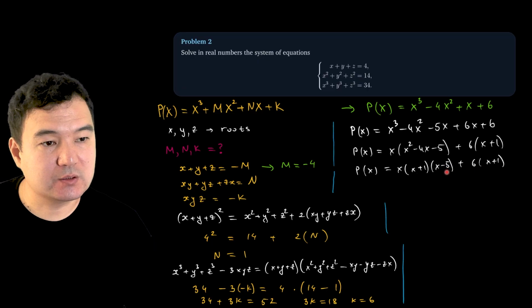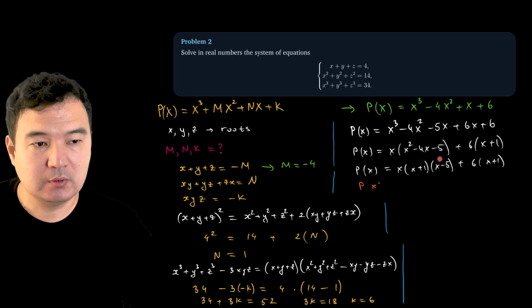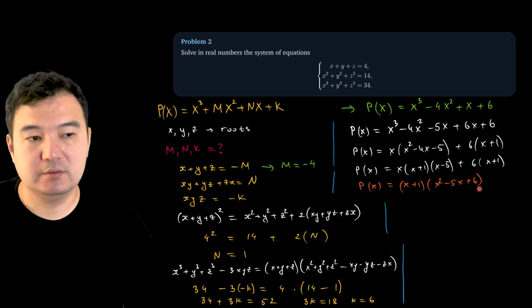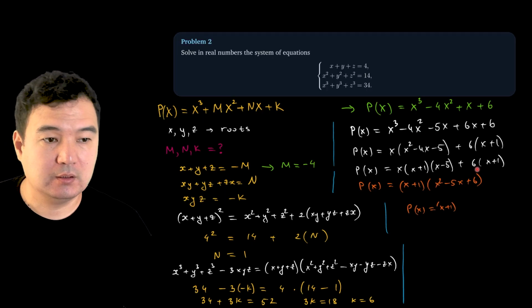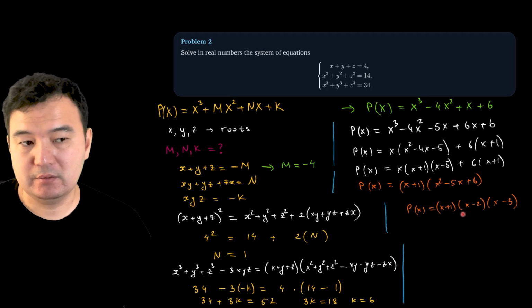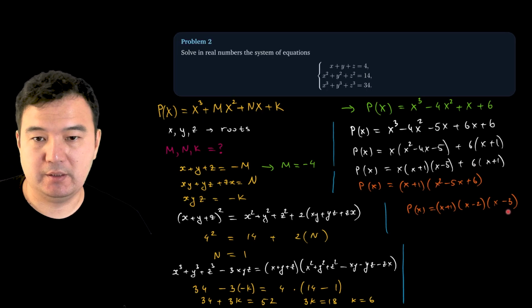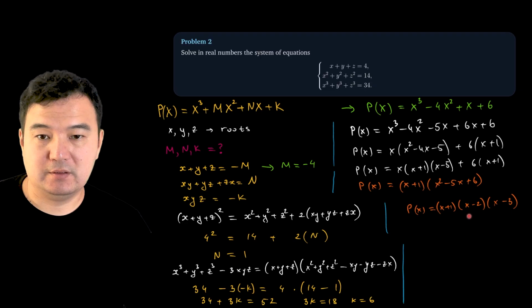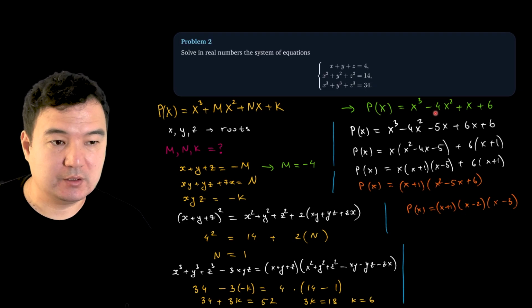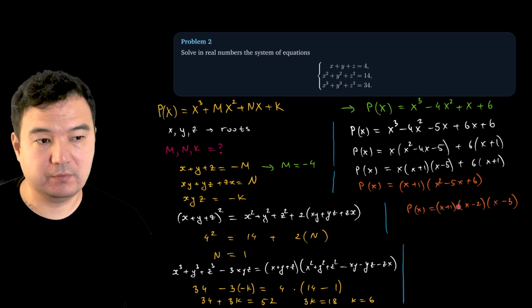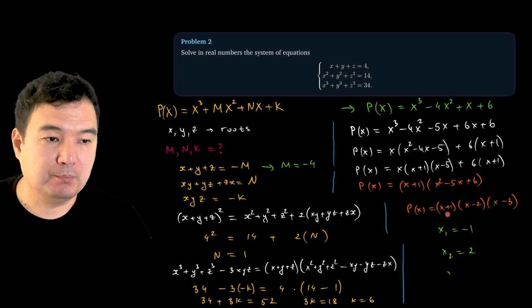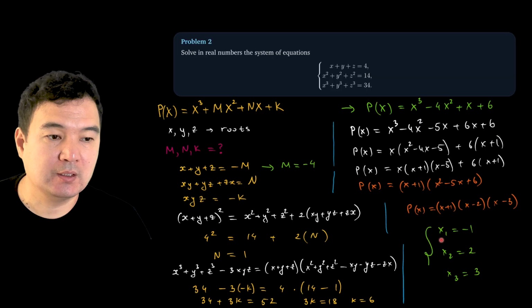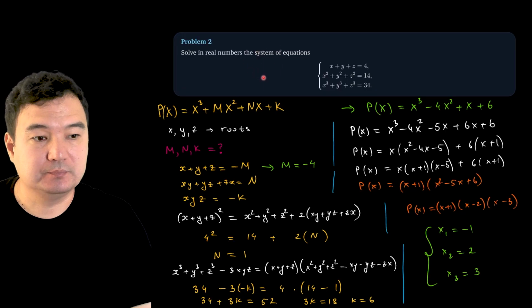Then you have x plus 1 as a common term. So just x plus 1 and then the rest. You can factorize this one as well. Then P(x) is (x plus 1)(x minus 2)(x minus 3). So that's the factorization of the original equation. And then from here it's very straightforward to find the roots. The roots are -1, 2, and 3. So these three numbers will give us the roots of this equation.